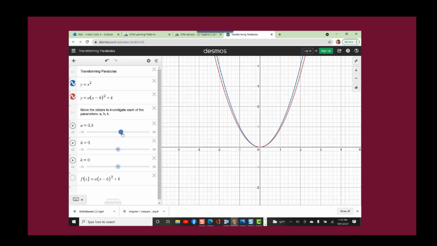Actually, what was I doing? I'm going to go back to 1. All right, there we go. Now our H is our horizontal. And I want you to pay attention to this right now. I'm going to go in the positive direction, but I want you to notice what happens to the vertex as I head in the positive direction.